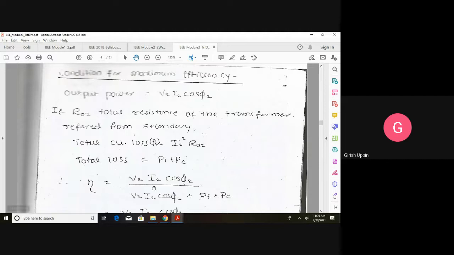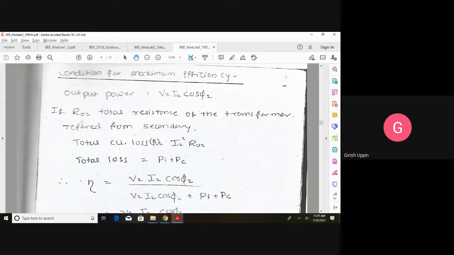So this derivation is basically to find at what point the efficiency of a transformer is maximum. We know the output power on the secondary side is V2 I2 cos phi, that is the power equation. V2 is the secondary terminal voltage, I2 is the secondary current, and cos phi 2 is the angle between V2 and I2, that is the output power.